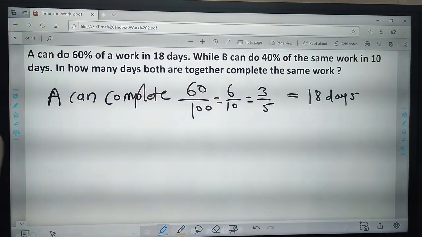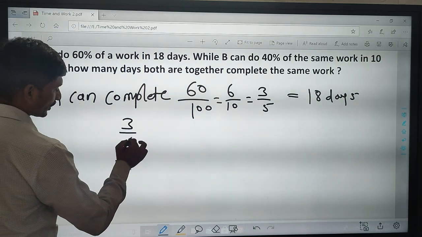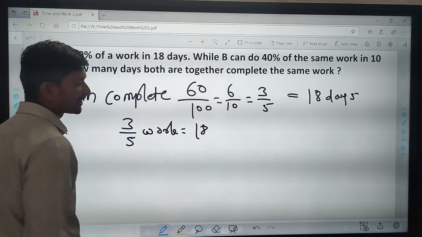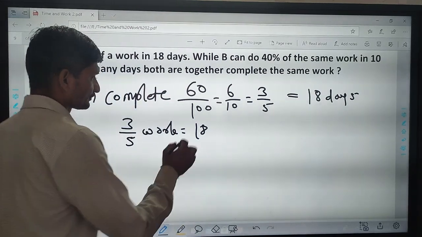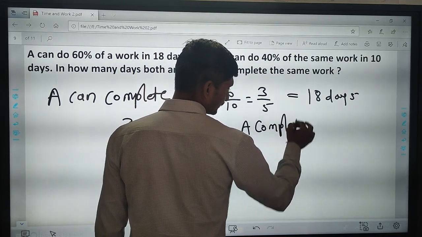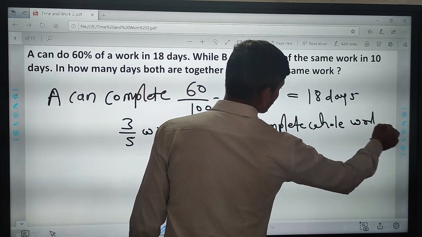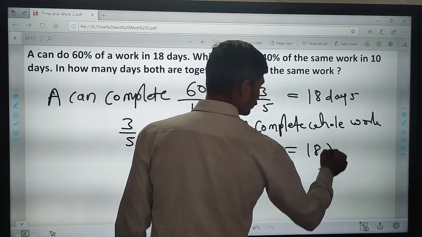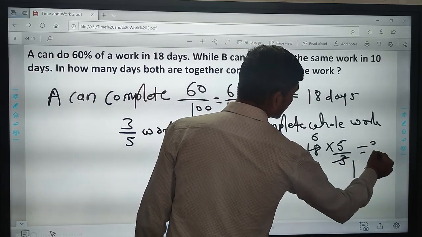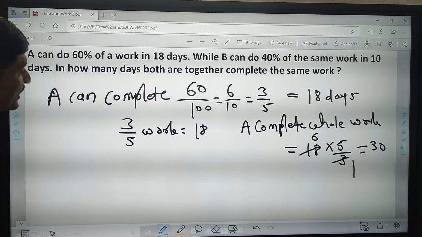While B can do 40% work. Now here, 3/5 of work in 18 days. Then the whole work is equal to 18 into 5 by 3, that is 30 days. A completes the whole work in 30 days.